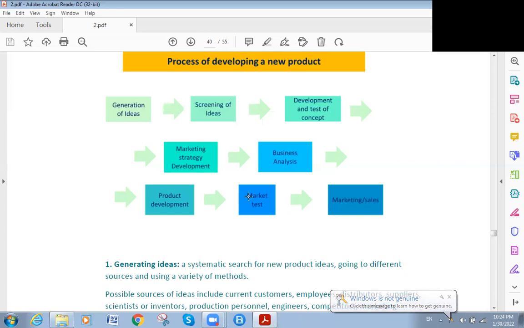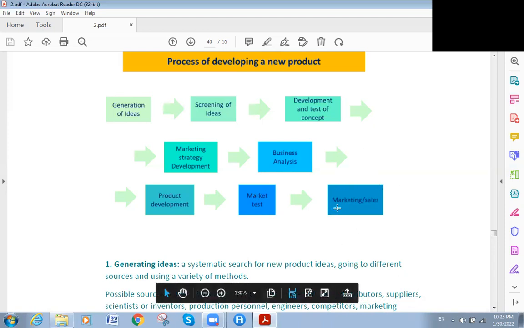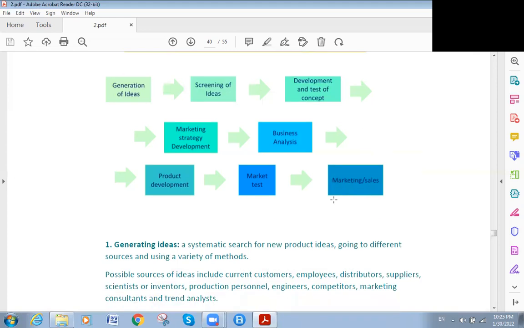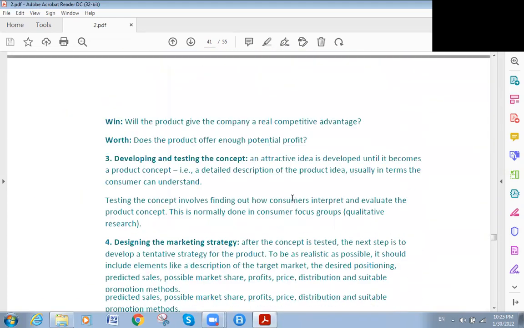Then after that, once this product has succeeded and was highly demanded in the market, and the sales of the market test were almost 100% or very high, and you are satisfied with this, then start pressing the machines to manufacture and produce that product. Then after that, you will start the marketing and sales activities later on.